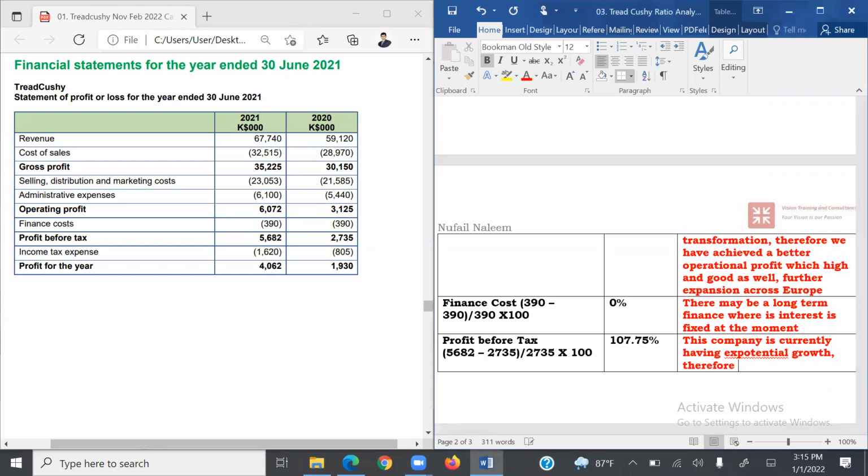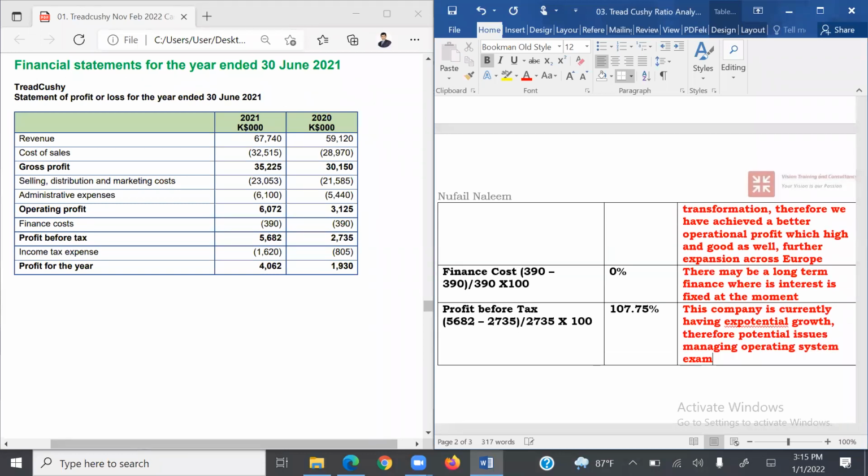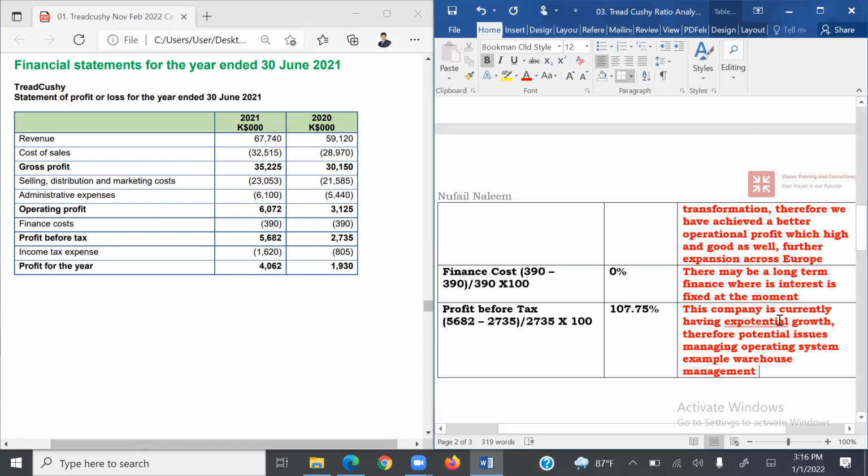Therefore, potential issues: managing operating systems. Now, students, operating system means not Windows or anything. Operating system means your business process. Example, warehouse management. Now, these all can come in the future. Warehouse management, because you need to have stocks. Sometimes there can be a scenario where you may lose the stocks also. So get that application properly.